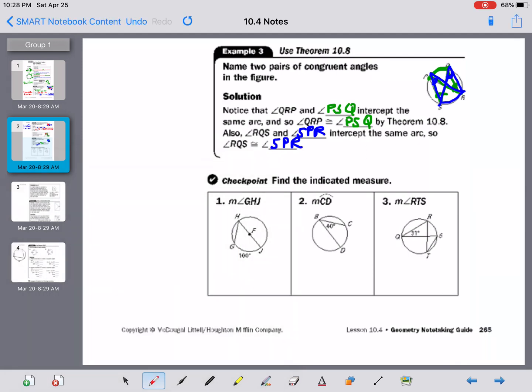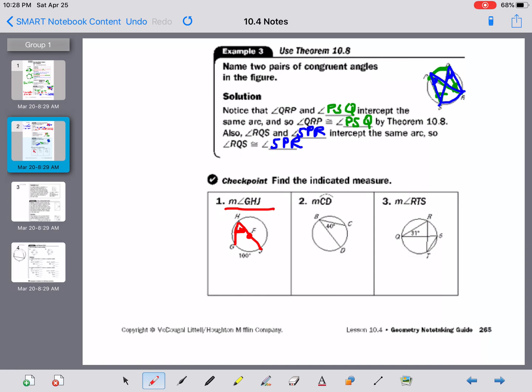You're going to see some numbers. They're going to ask you for missing arcs or angles. So first, let me focus on what I'm trying to find. On number 1, I'm trying to find the measure of angle GHJ. So I follow GHJ. That's this angle right here. I do want to stress that is a diameter. That's great to know. I might need that. I might not right now.